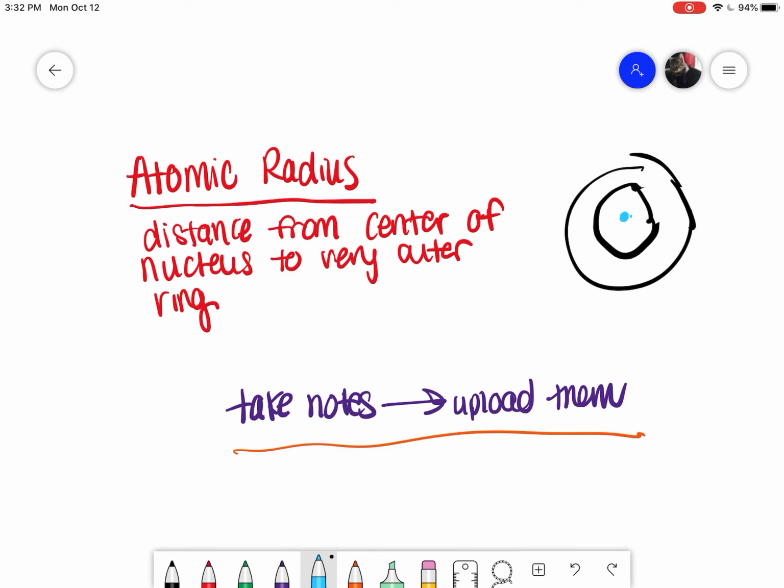Our first order of business is to define atomic radius. This is the definition: atomic radius is the distance from the center of the nucleus to the very outer ring. Right here is our nucleus, and it is this distance. I'm going to label that as R.